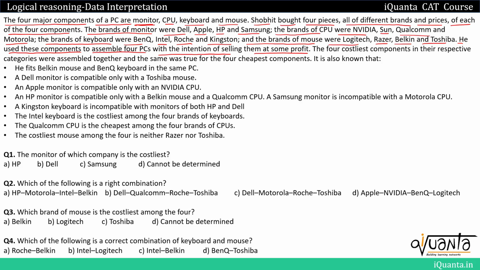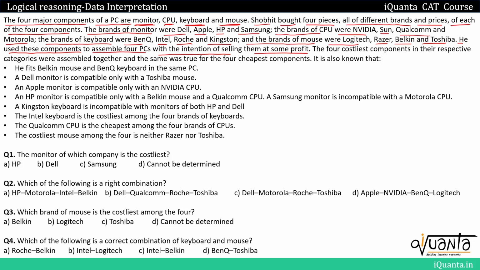So now what is he trying to do? He is trying to fit one piece of CPU, one piece of monitor, one piece of keyboard and one piece of mouse together so that after assembling them he can form a PC. So basically there will be four PCs formed because each PC has four components. So there will be four PCs formed, but we'll try to see which components fit in with each other.